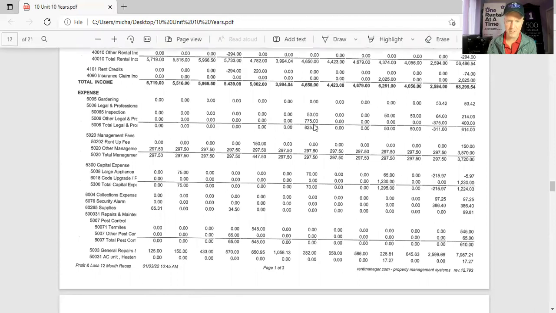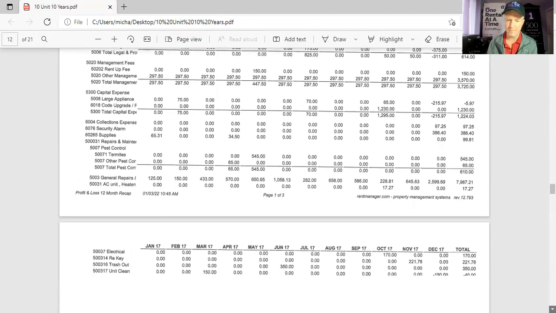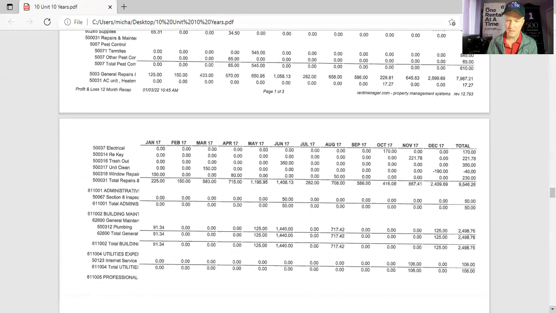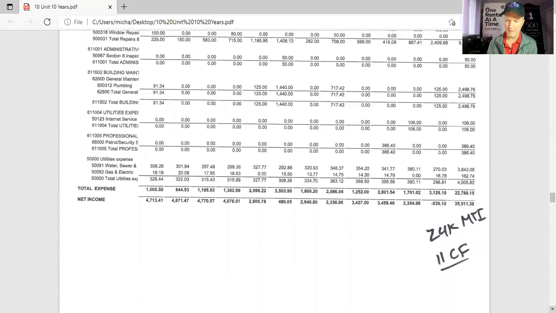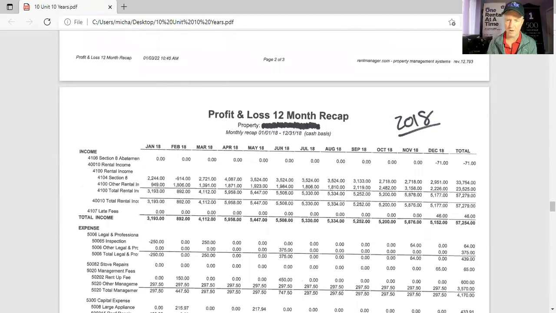Oh, yeah, we had an eviction. You could see that there, line 5006-7. We paid an attorney. So in California, that probably means 3, maybe 4 months of no rent. We had an eviction. Other than that, not too bad. Oh, actually, yeah, because rents were down. Again, evictions are painful.